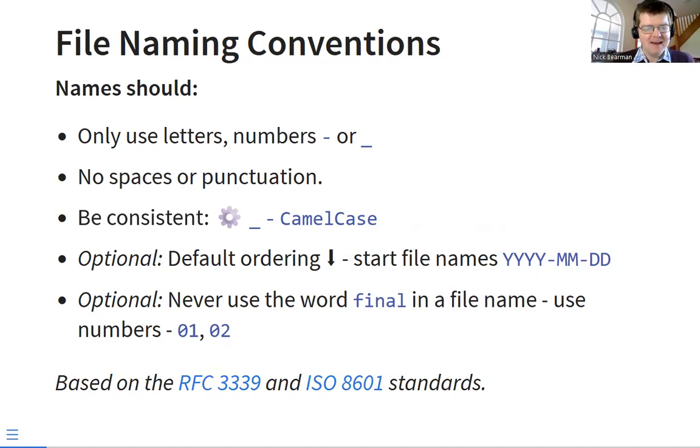And also, never ever use the word final in a file name. That practically guarantees that you'll have to do some revisions to the file. Use version numbers instead. So start with 1, 2, 3, or 01, 02 if you think you might get to double figures. So these are some good approaches. Ultimately, these are all based on the RFC 3339 and ISO 8601 standards. So if you're interested in the gory details, check out those links.